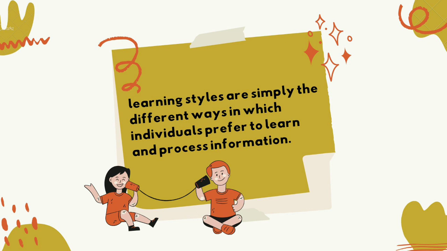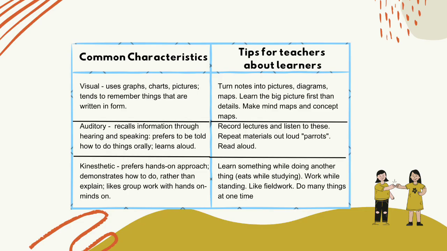There are several recognized learning styles, but today we'll focus on the main types. Now I will discuss the common characteristics of different learning styles. Firstly, we have visual learners. These individuals tend to remember things that are written down and prefer to use graphs, charts, and pictures to understand information. For these learners, turning notes into visual aids like diagrams and maps can be very beneficial. They often find it easier to grasp the big picture first before delving into the details. Mind maps and concept maps are particularly effective tools for visual learners.